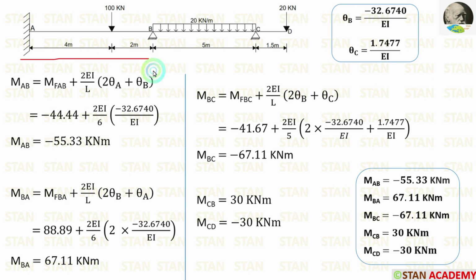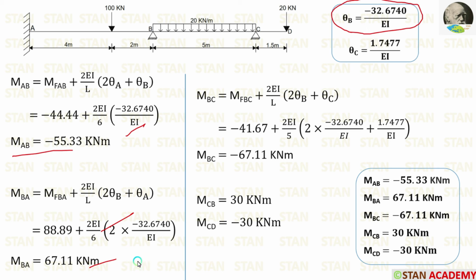In the span AB, we are having two slope deflection equations. We have already calculated the fixed end moments in the beginning. We can apply the values. In the point A, we are having a fixed support. In the fixed support, there will be no slope. So we can cut theta A and make it as 0 in both the equations. After applying the value of theta B in both the equations, we are getting the final moments MAB and MBA.